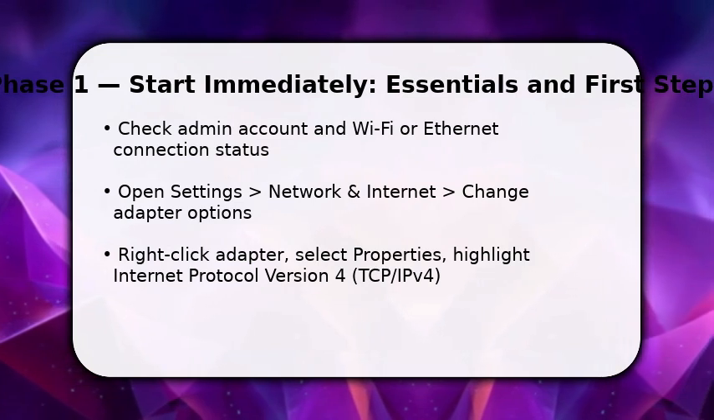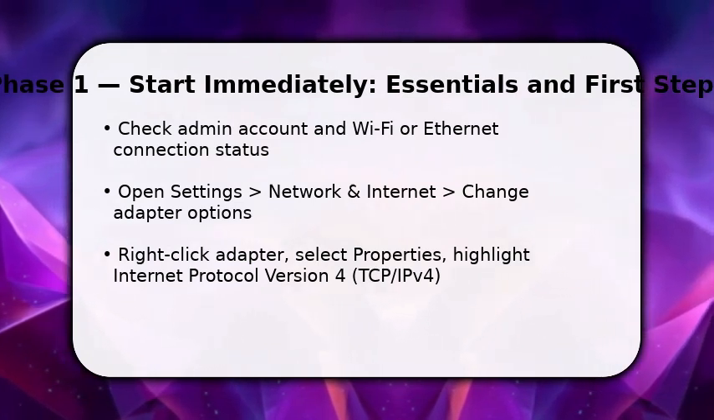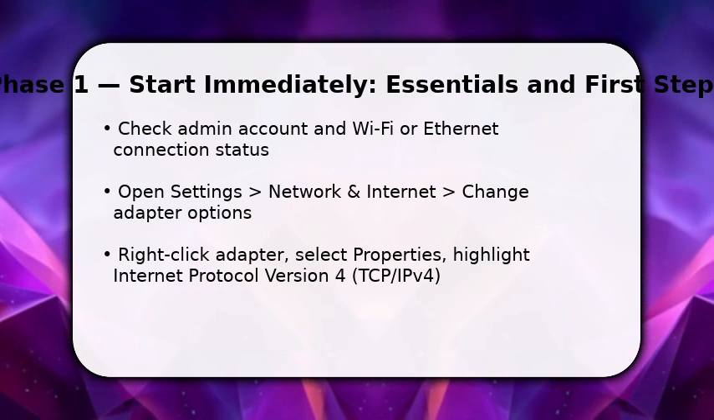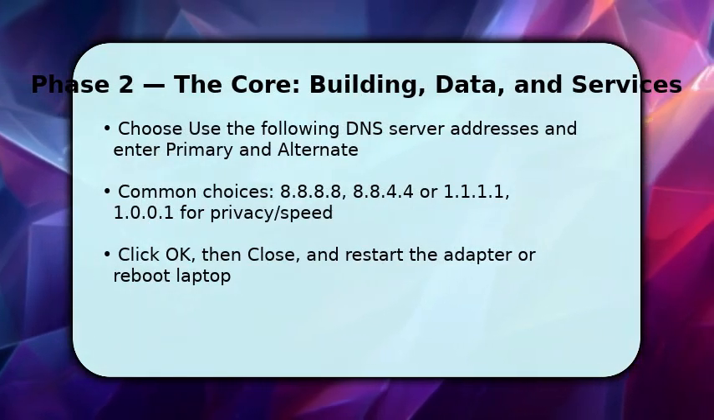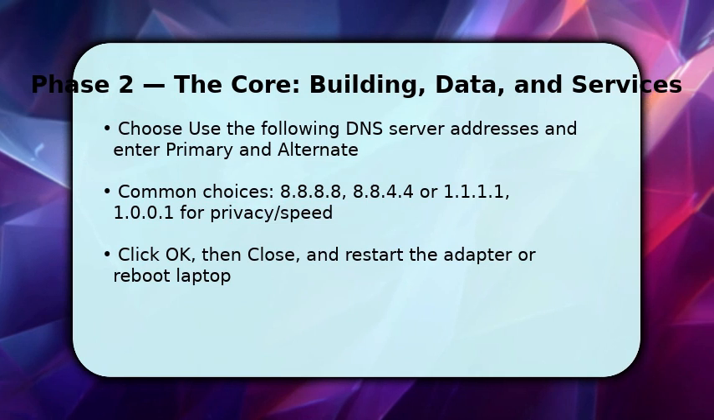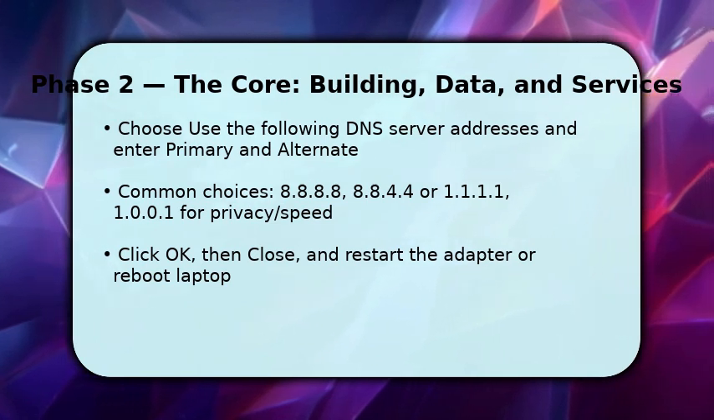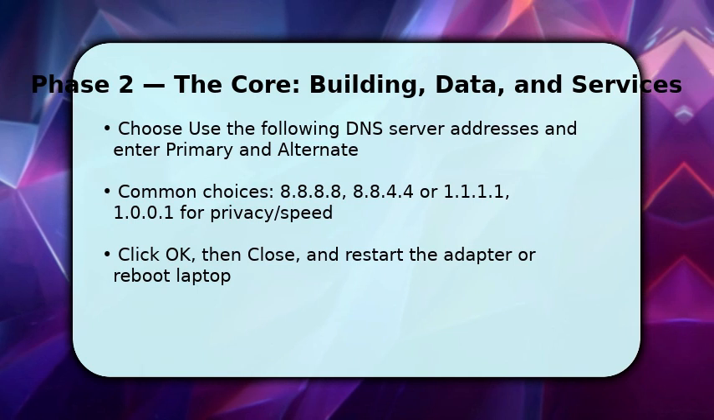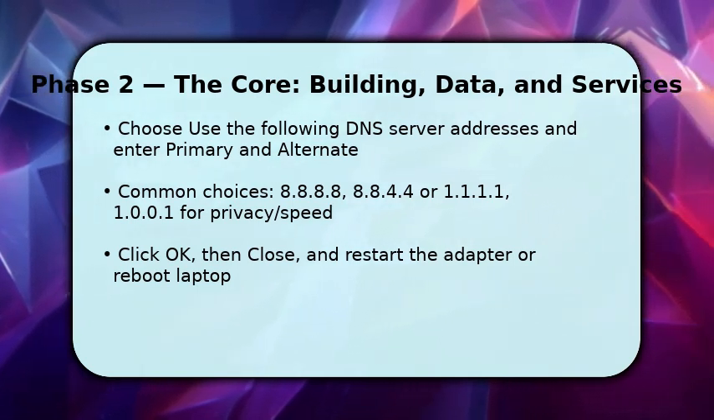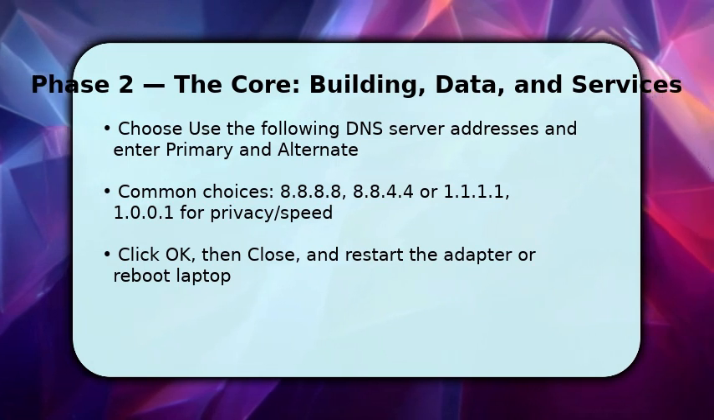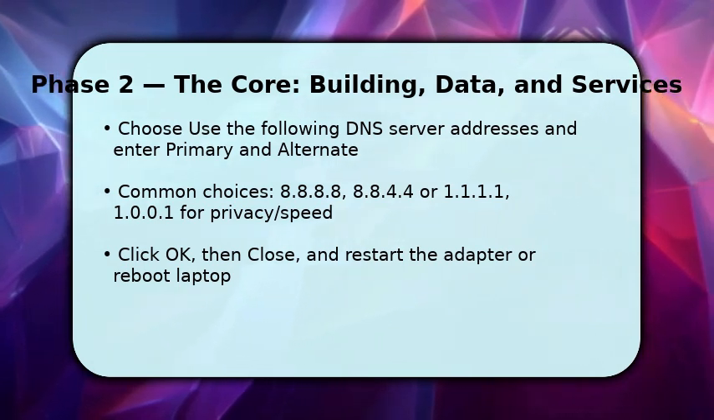Now you'll replace automatic DNS with explicit server addresses so name lookups go where you want. Use the following DNS server addresses and type the primary DNS, then the alternate DNS. Common picks are 8.8.8.8 and 8.8.4.4, or 1.1.1.1 and 1.0.0.1 for faster privacy-focused resolution.